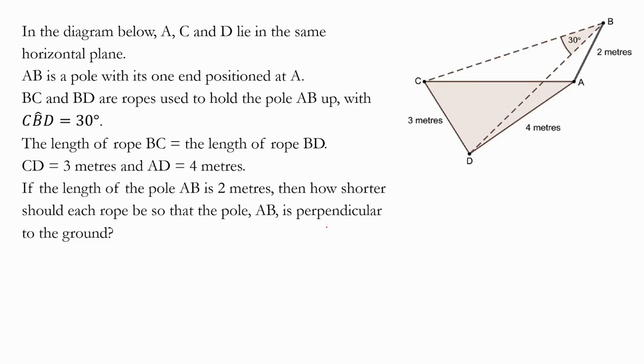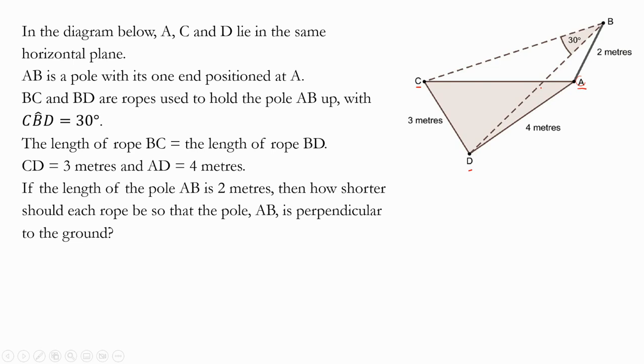Welcome back. Let's do the last part of our question 10. In the diagram, A, C, and D lie in the same horizontal plane. Right, we have A, C, and D. Right, and then AB is a pole with its one end positioned at A. So this AB is a pole.